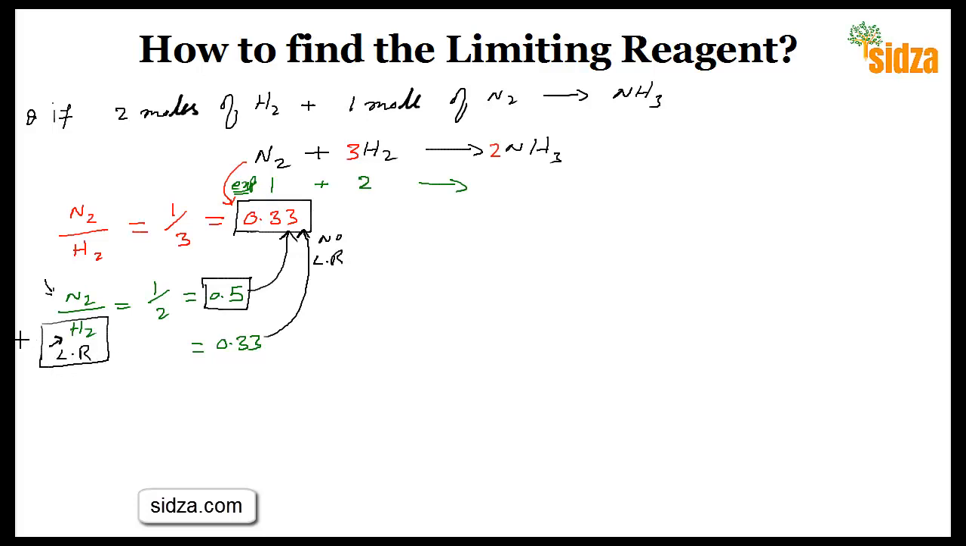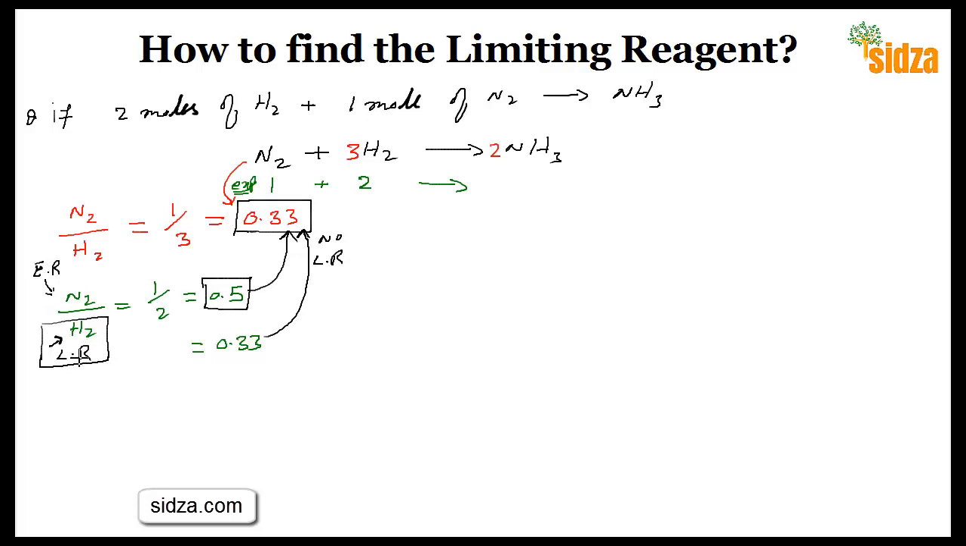Hydrogen is the limiting reagent because this ratio is more than the balanced ratio. If the experimental ratio is more than the balanced ratio, then you can say the numerator here is the excess reagent and the denominator is the limiting reagent.